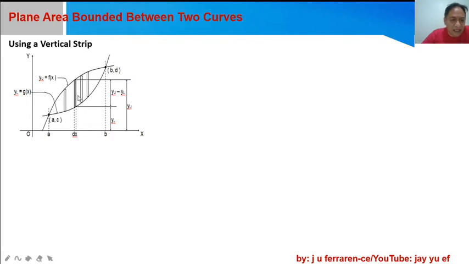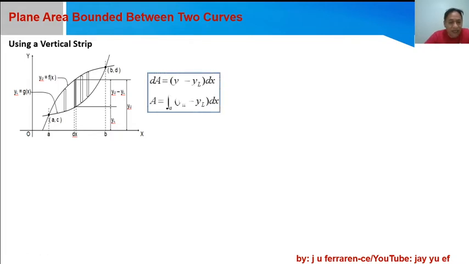So the length of the strip is equal to the y at the upper part minus y at the lower part. So it is a difference actually of the two ordinates. So what is the dA? The dA is the differential area, which is length times width, which is y at the upper minus y at the lower multiplied with the dx.